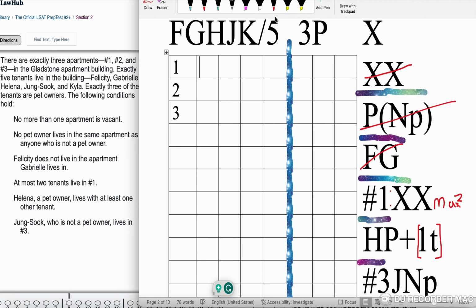The following conditions hold. No more than 1 apartment is vacant. No pet owner lives in the same apartment as anyone who is not a pet owner. Felicia does not live in the apartment G lives in. At most, 2 tenants live in number 1. H, a pet owner, lives with at least 1 other tenant. J, who is not a pet owner, lives in number 3.